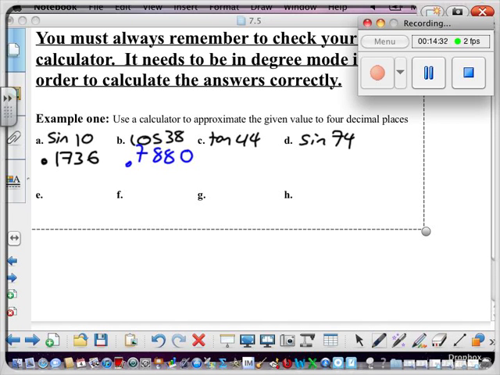Okay. Now we're going to go to trig tan 44. I get 0.965. Do I put a 6 or a 7? 7, because it's got an 8 right after it. And then I've got sine of 74, which is 0.9613.